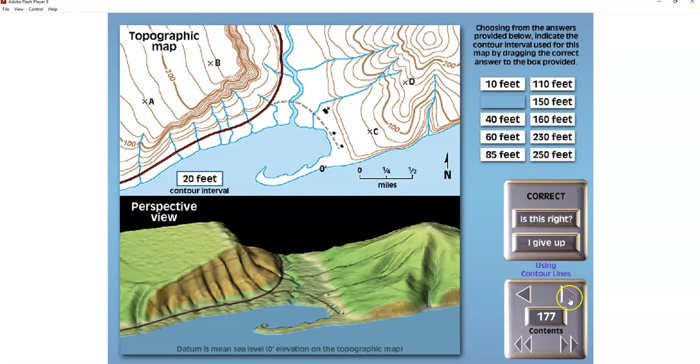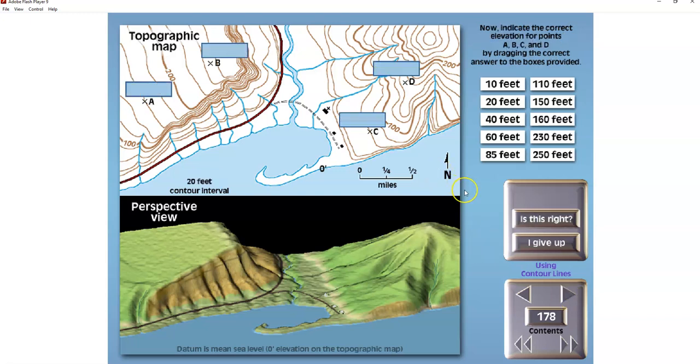And it is. Now, indicate the correct elevation for points A, B, C, and D by dragging the correct answer to the boxes provided. So you're going to see this on some of the assignments this week. We'll start with A. A is sitting right on a contour line. Again, this was 100, and our interval is 20 feet. So that's 120, 140, 160, right? Because you're going uphill. So we're going to put a 160 right there. Then you see I have 200. This is 220, 240, 260.